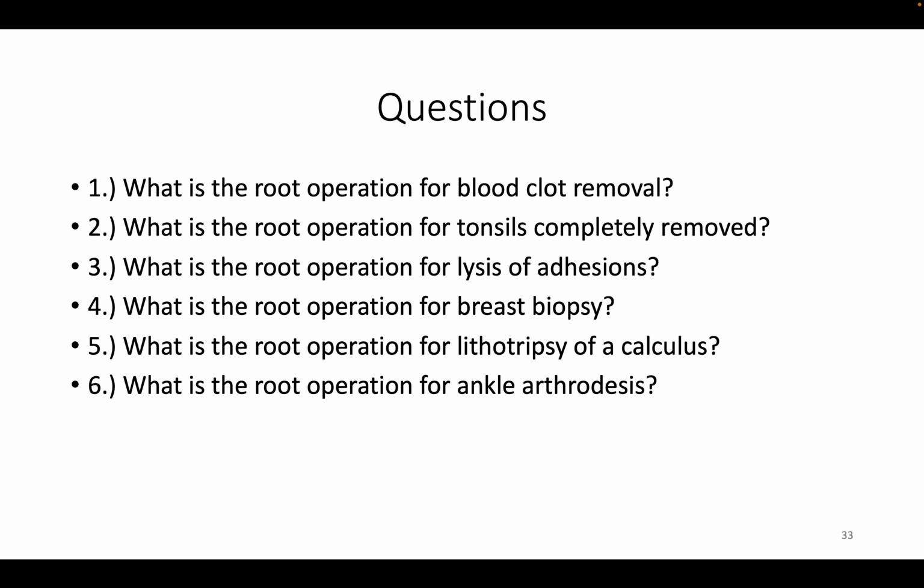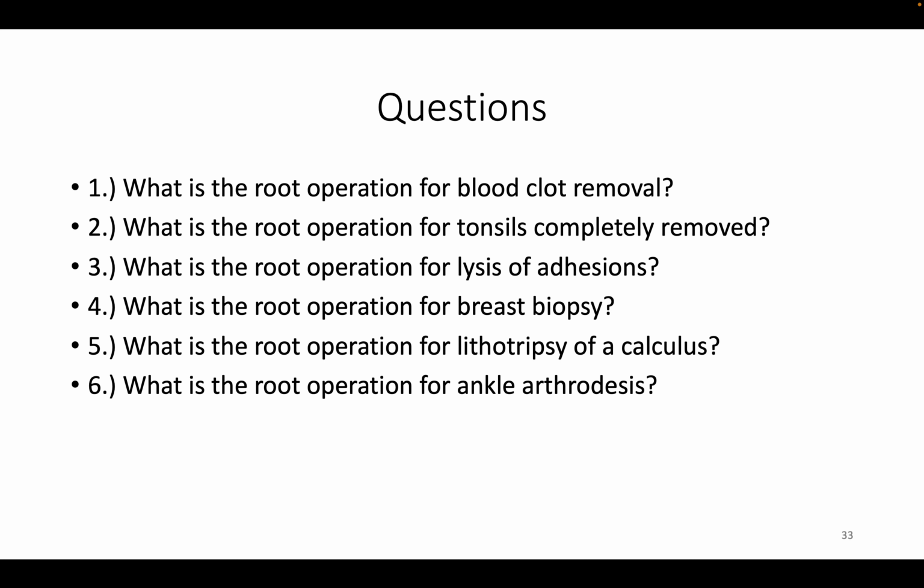Okay, now we're back for the answers. Number 1, what is the root operation of blood clot removal? Extirpation. Number 2, what is the root operation of tonsils completely removed? Resection. All of the tonsils were removed. 3, what is the root operation for lysis of adhesions? Release. Remember your carpal tunnel syndrome. Number 4, what is the root operation for a breast biopsy? Excision. We're only taking a portion.